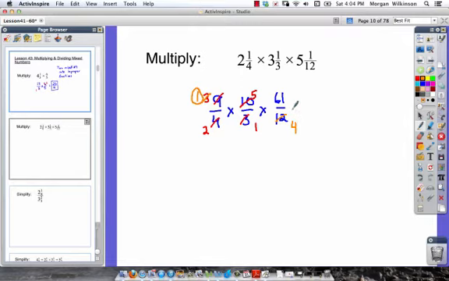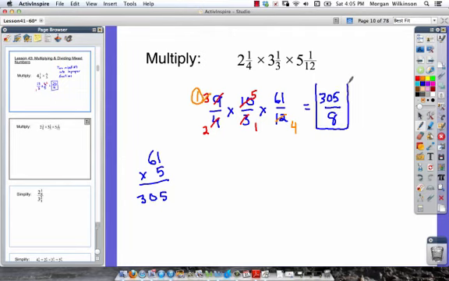Now we have a problem that looks a little bit easier to solve, especially with our denominator. Our denominator now is going to be 2 times 1 times 4, which must be 8. Then our numerator is going to be 1 times 5 times 61. Let's see what that equals. 61 times 5. Well, we know 5 times 1 is 5, and 5 times 6 is 30. So we get 305. We get an answer of 305 over 8. We've got our final answer.